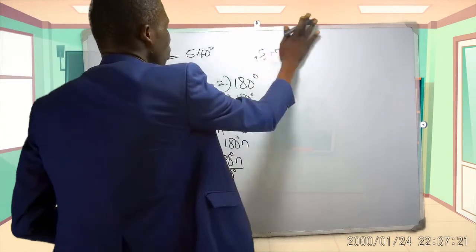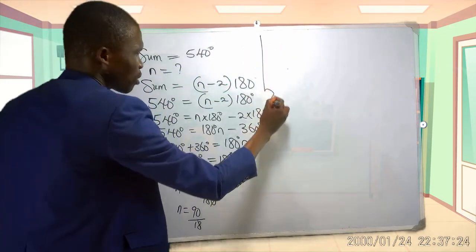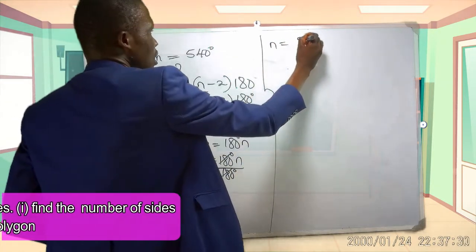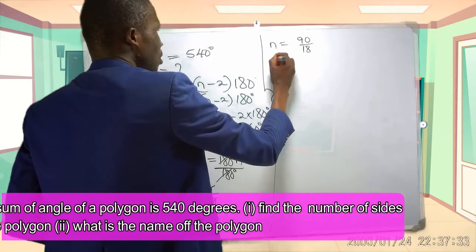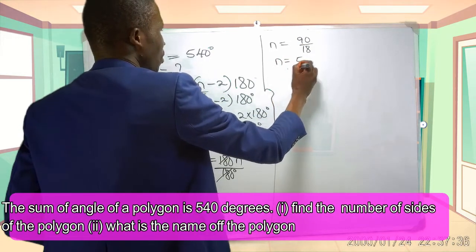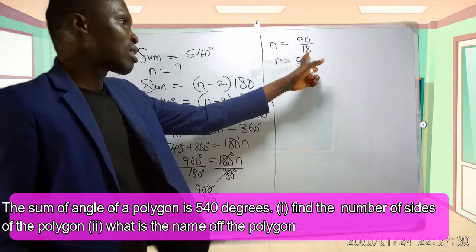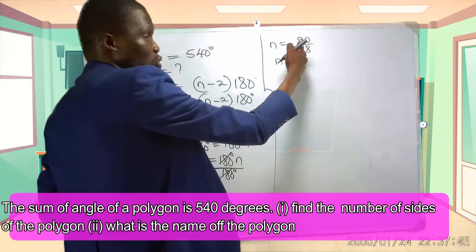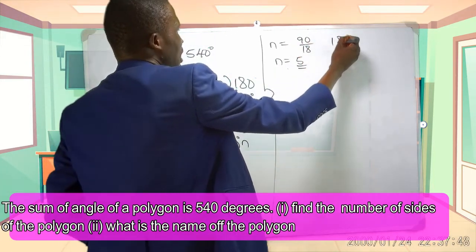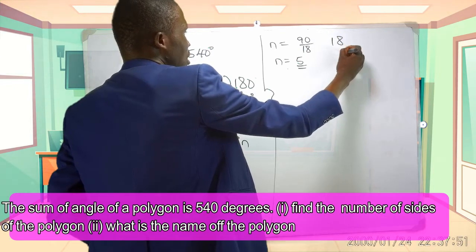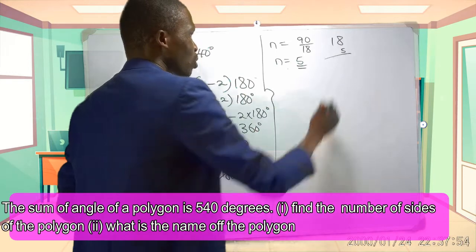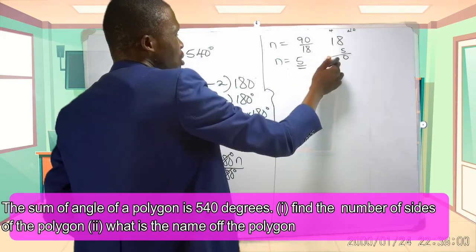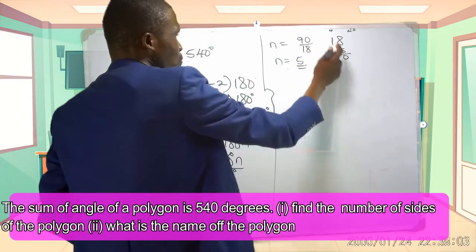So from here, we can now divide this. Permit me to manage my board. N will now give us 90 divided by 18, which will give us 5. If you multiply 18 by 5, it will give you 90. So let's check: 18 multiplied by 5. 8 times 5 will give us 40, which is 0, remainder 4. 1 times 5 is 5, plus 4 is 9.